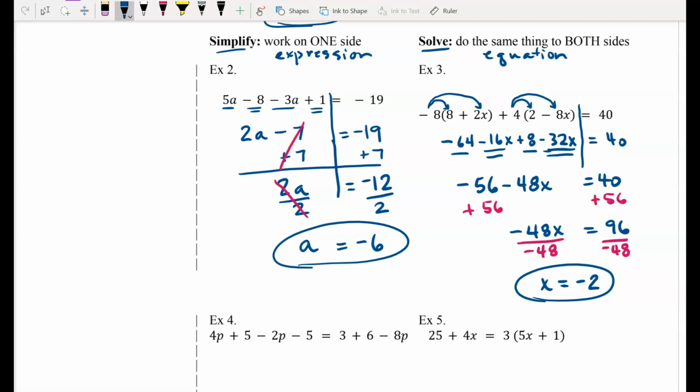But then I'm ready to solve it. So to solve, those steps are in red. I added 56 to both sides, then I divided both sides by -48.